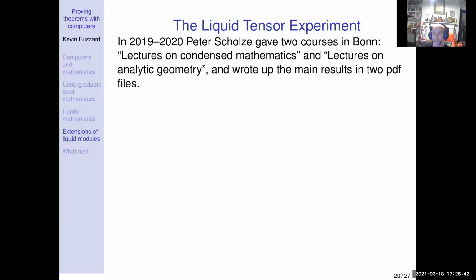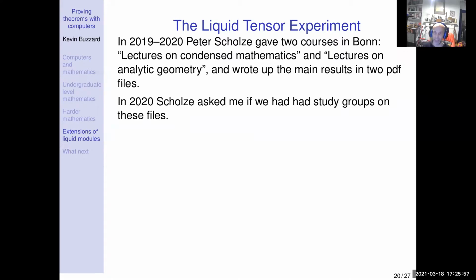So let me just finish with this then. In 2019, 2020, he gave some courses in Bonn about something that him and Dustin Clausen have been working on, this thing called condensed sets in liquid mathematics. And interestingly, Scholze asked me if we'd had study groups on these things at Imperial, and we had. We'd looked at these courses because they contain sort of revolutionary new material.